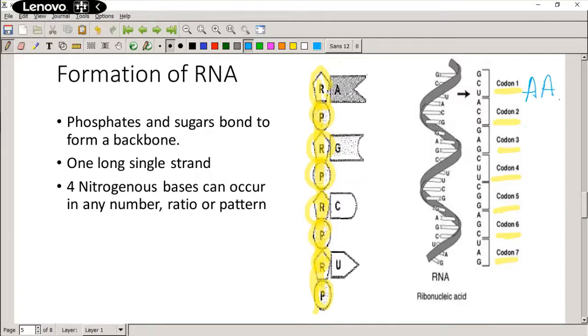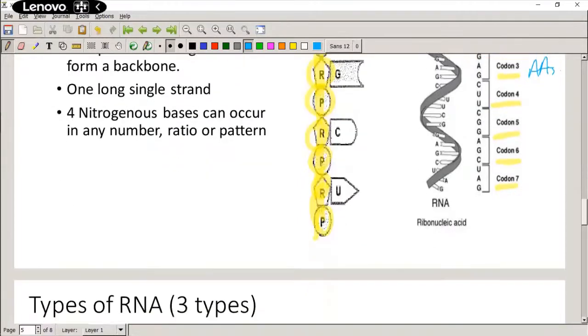So that's going to be amino acid 1, that's going to be amino acid 2, that's going to be amino acid 3. You never have to know the amino acids, you're going to get a table when you interpret it. Just remember that each three nucleotides forms a codon, and that codon codes for a specific amino acid, like methionine. There's quite a few of them.